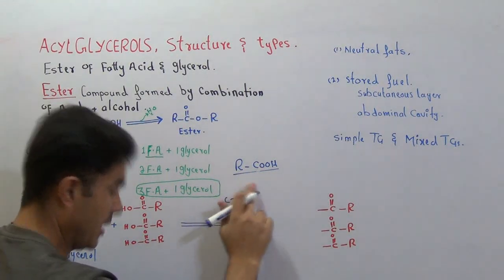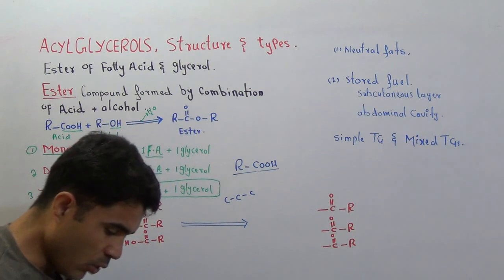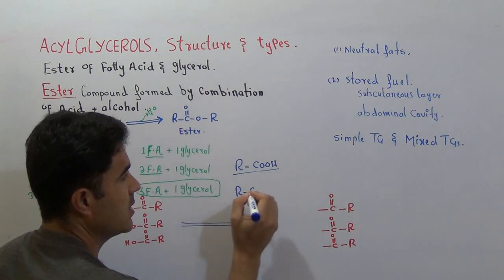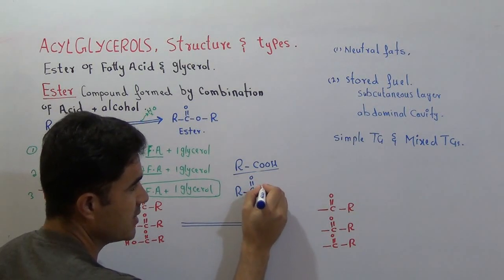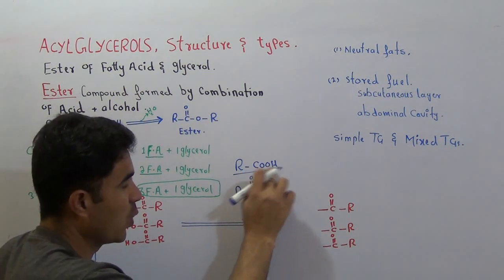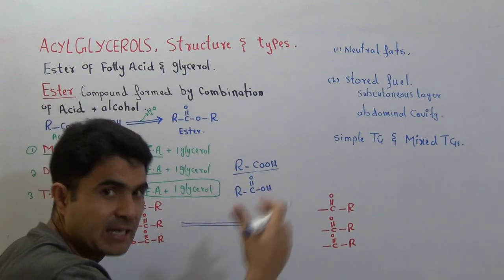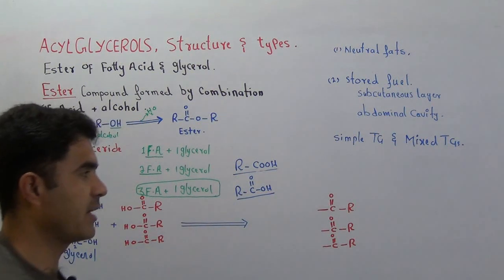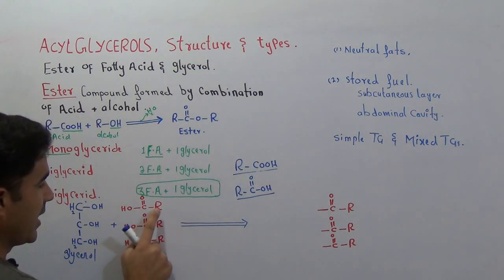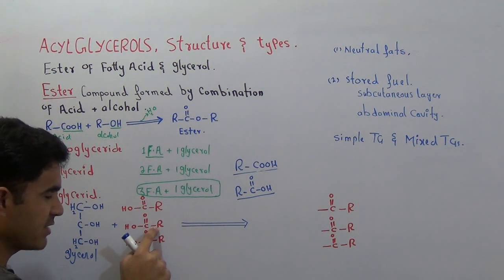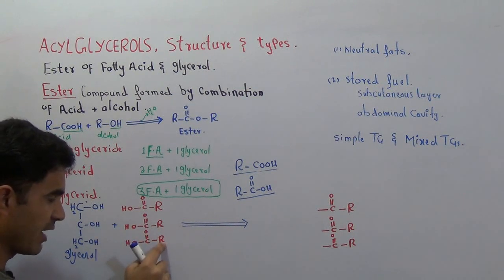This COOH can also be represented in a more proper form, that is R, C, double bond O and OH. This is the more original form of the COOH. This is the most simple, and this is the real structure of the COOH. So this is our fatty acid. Now, here we have one fatty acid R, C, double bond O, OH. And then we have a second fatty acid R, C double bond O, OH, and we have a third fatty acid R, C, double bond O, OH. What will happen?